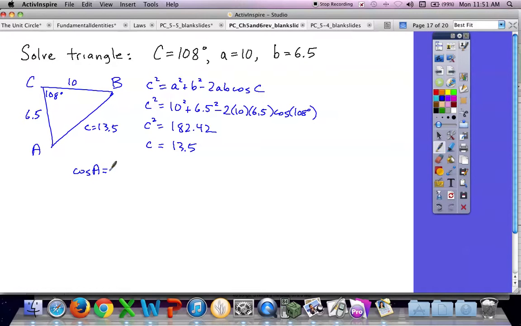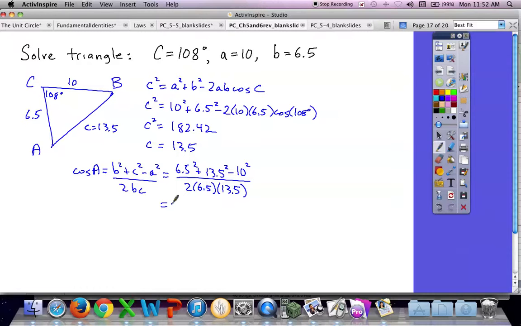Cosine of A should be B squared plus C squared minus A squared, over 2BC, right? Which is B squared, 6.5 squared, plus 13.5 squared, minus, which is the A squared, 10 squared, divided by 2 times 6.5 times 13.5.